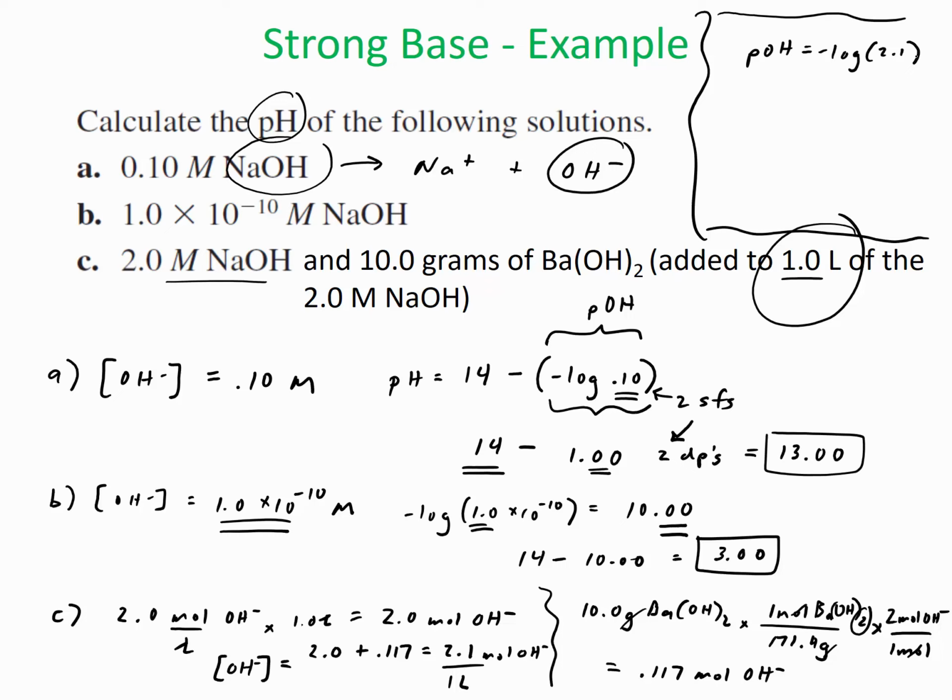I'm going to end up with a negative, which is possible. I'm going to get negative 0.3, let's see, 2 sig figs, so 2 decimals, negative 0.32. Then my pH is going to be 14 minus that number, negative 0.32. So this is actually going to be 14.32, the pH for part C.